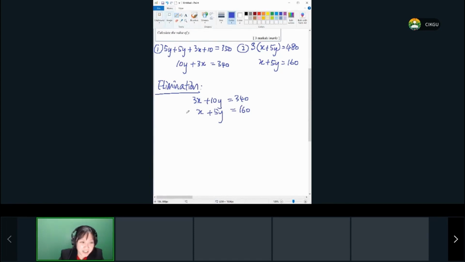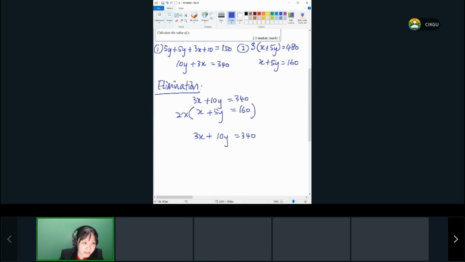Obviously this one cannot directly minus. So the easiest way, I just multiply. I think we can multiply this whole equation by 2. Why? Because 2 times 5 is 10. This one can disappear later. So the first equation I copy first. First equation, no need to do anything.